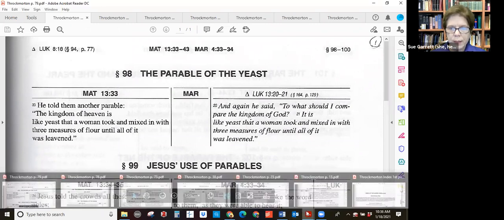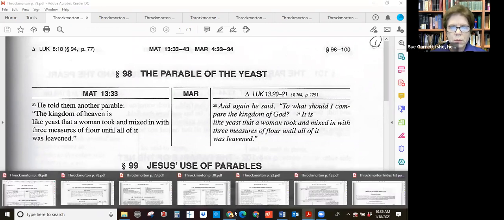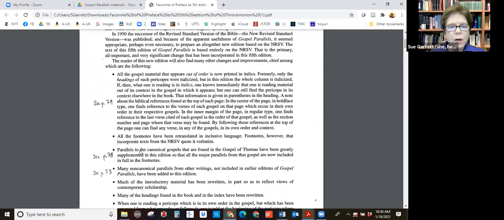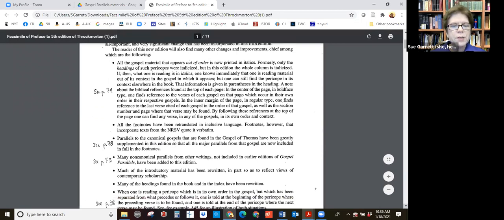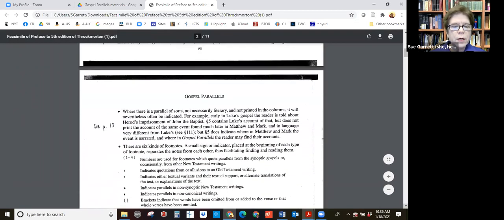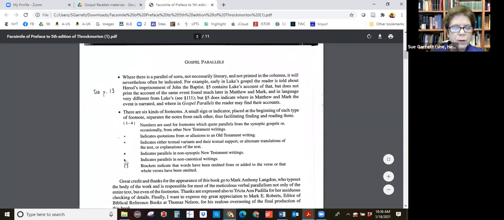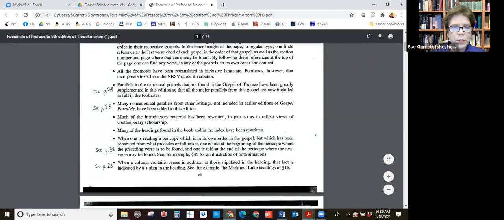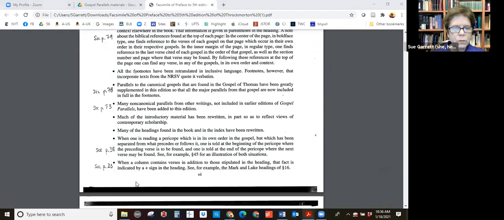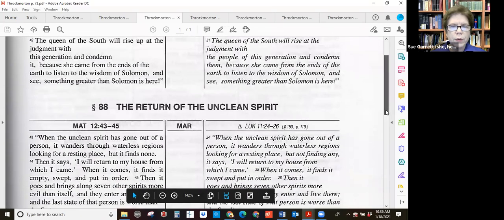Okay, so that's that example. Parallels to the canonical gospels found in the Gospel of Thomas have been supplemented, and they are included in the footnotes. You're going to see that they occur because Gospel of Thomas is a non-canonical gospel. It's going to occur with a particular symbol in front. So this little thing here, it looks like a solid half semicircle, indicates parallels in non-canonical writings. So we'll look at an example of that now. We're going to go to page 73. Okay, so here's page 73, and we go down to the bottom.